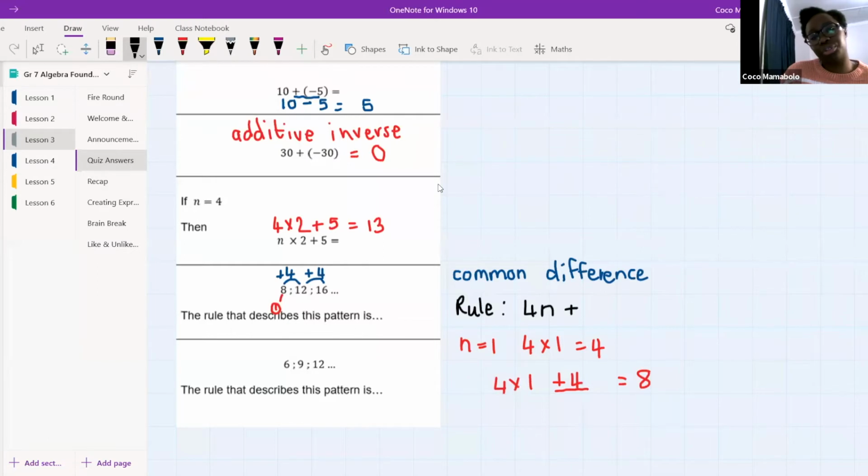What am I going to have to add to my rule over here? What did we add here? +4, ma'am. +4. Excellent. Do you want to test n is equal to 2 for me? Let's test n is equal to 2. What am I going to get? Go for it. I'm going to get 4 times. What is my n this time?